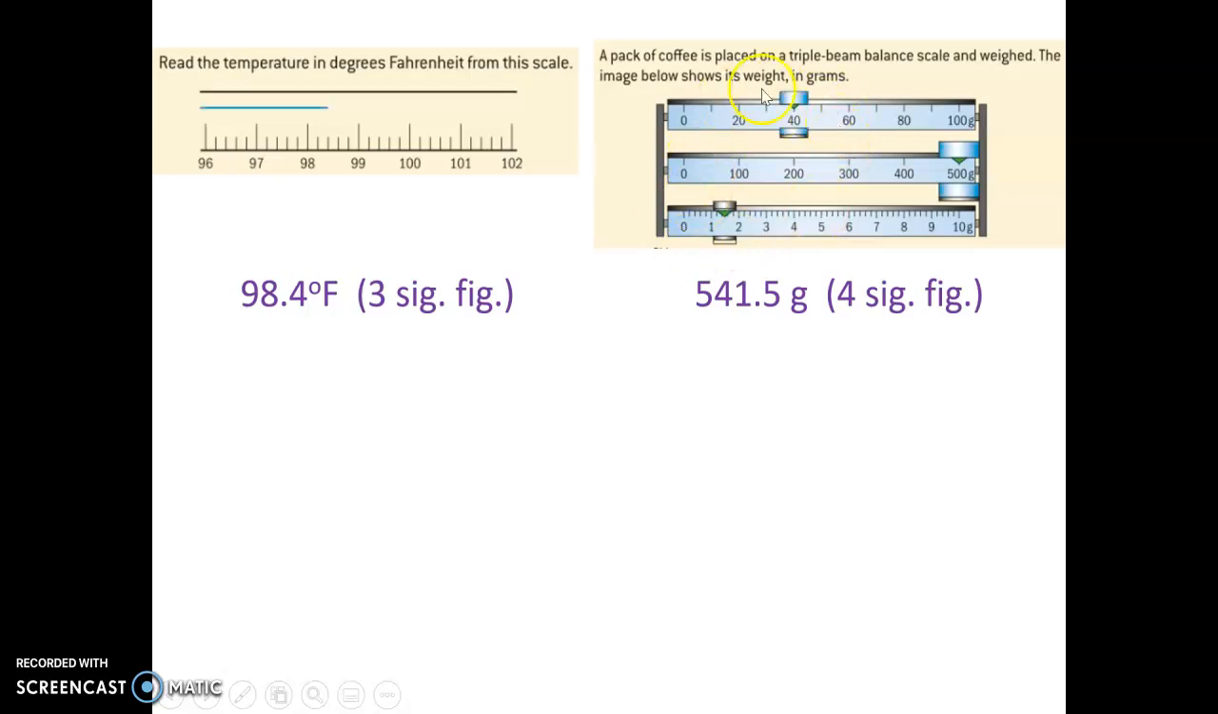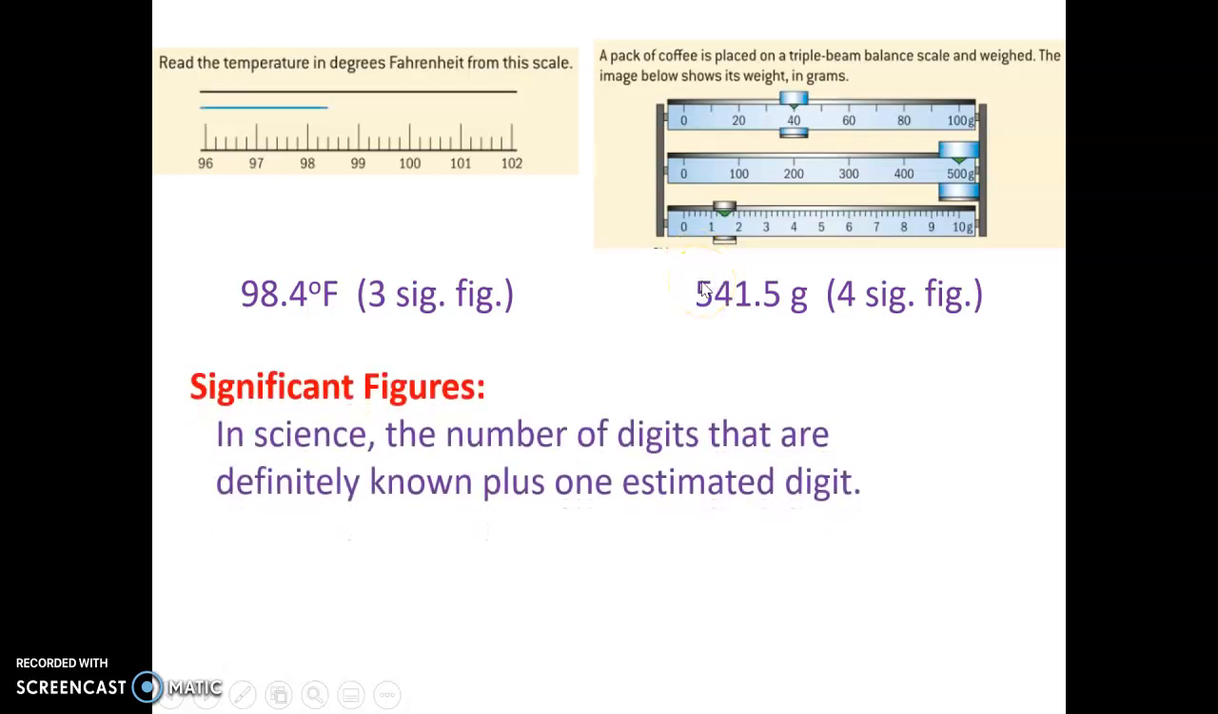All right, and how precise is this measuring tool? Let's see. Well, here's the largest weight, 500 grams, and there's another 40 grams, so 540 grams. And on the bottom, we have the smallest values, which are just 10 single grams. So we have 541.5. It's about halfway between, 541.5 grams, 4 significant figures. Again, we are limited to the significant figures here and here by the ability of our measuring instruments and how precise they can be.